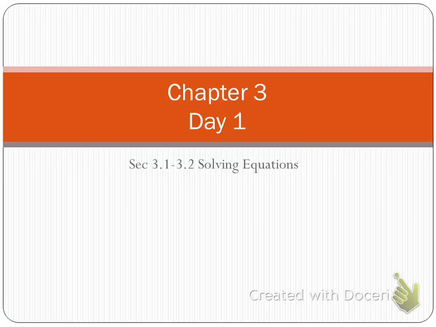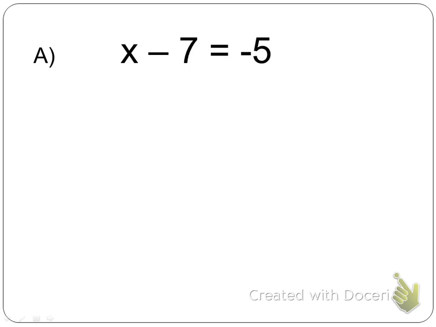Right, so today we are starting Chapter 3. We are on the front of the Chapter 3 notes packet. This is day 1. If you're following along in your textbooks, this is 3.1 and 3.2. It is our first day for solving equations. So here is our first equation for today: x minus 7 equals negative 5.